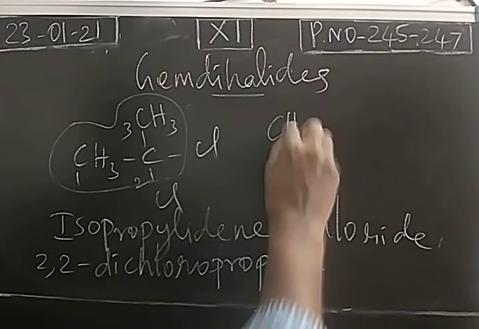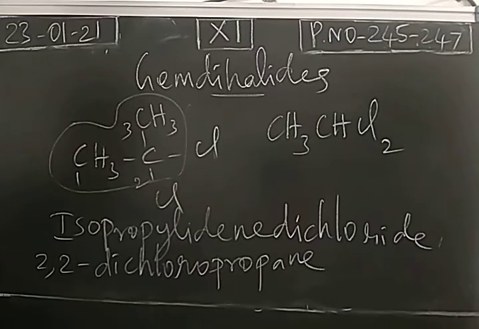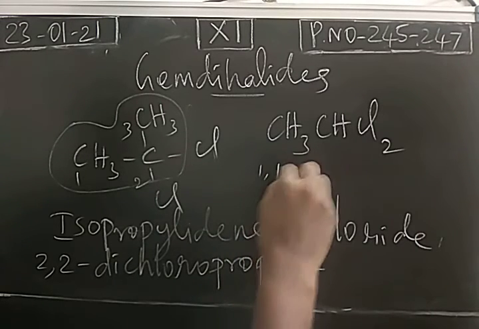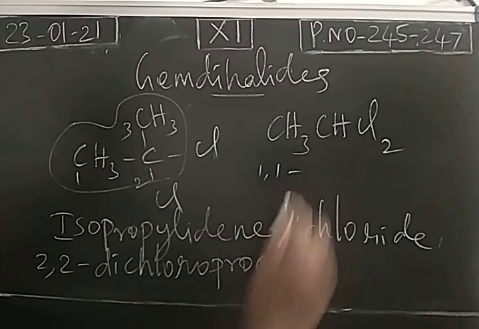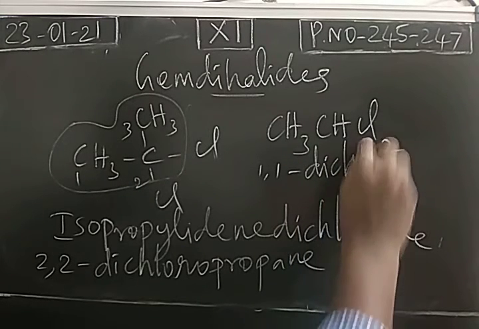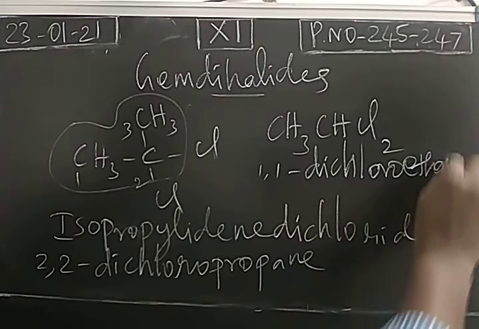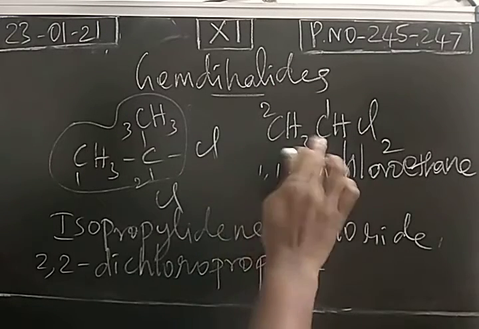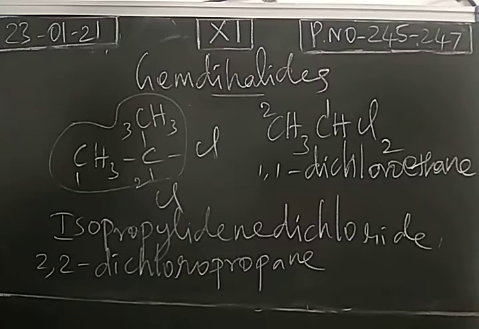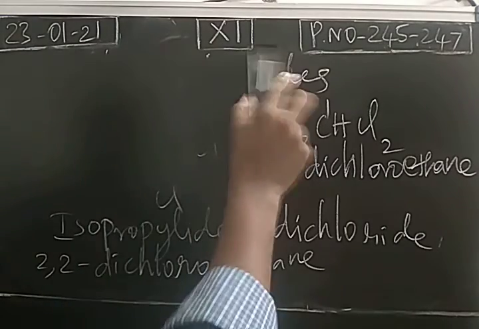What about the IUPAC name of the previous compound? This is ethylidene chloride or ethylidene dichloride, a common name. IUPAC name, 1,1-dichloroethane. The head carbon is attached to two halogen atoms. We will start numbering 1 from here. So 1,1-dichloroethane. Only two carbon atoms are present in the chain. So these two are examples of gem dihalides.